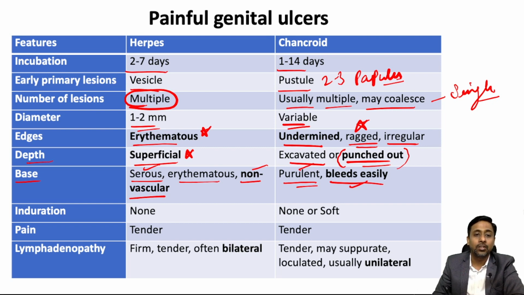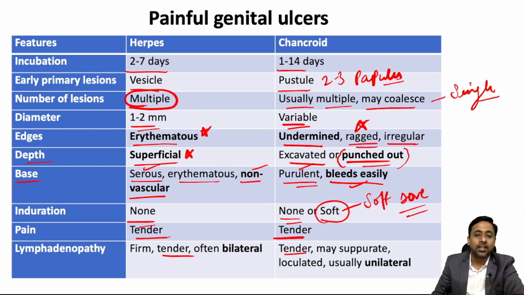Regarding induration, herpes does not have induration, and the induration in chancroid is called soft induration, and hence the disease is also known as soft sore, or soft chancre. And as they belong to the same category, that is painful genital ulcer, the ulcer is tender. And the lymphadenopathy is also tender in both cases.